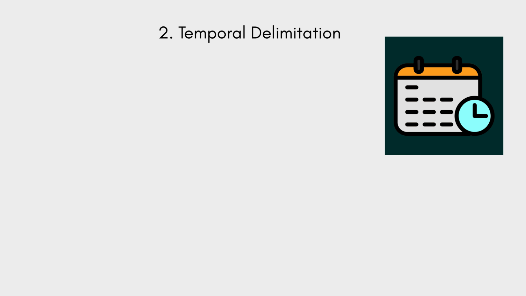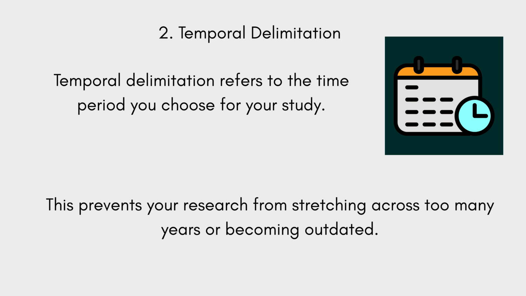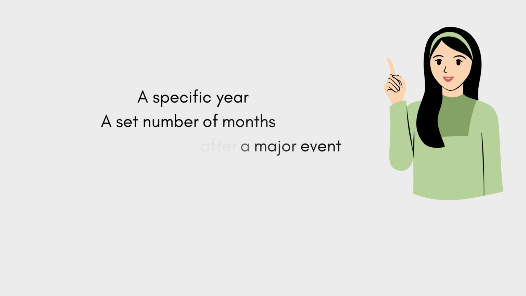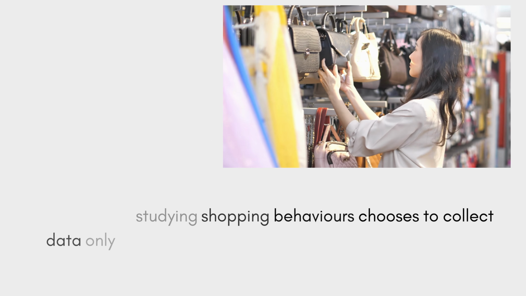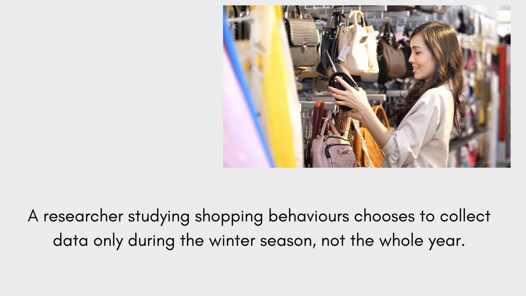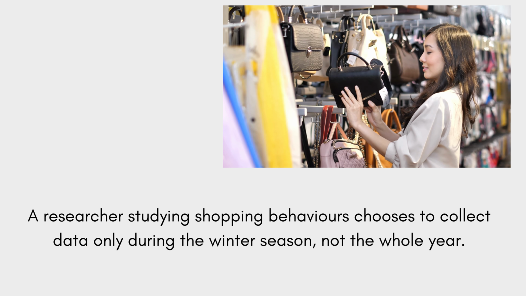2. Temporal delimitation. Temporal delimitation refers to the time period you choose for your study. This prevents your research from stretching across too many years or becoming outdated. You might choose a specific year, a set number of months, a period before or after a major event, a seasonal timeframe. A researcher studying shopping behaviors chooses to collect data only during the winter season, not the whole year. This allows them to focus on how people shop in that specific period.